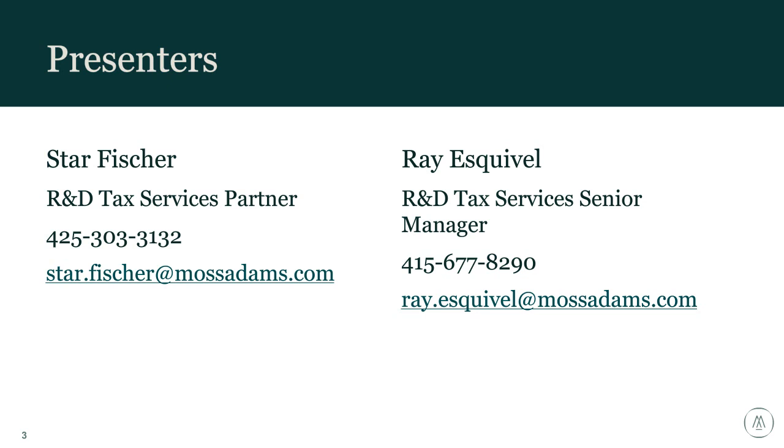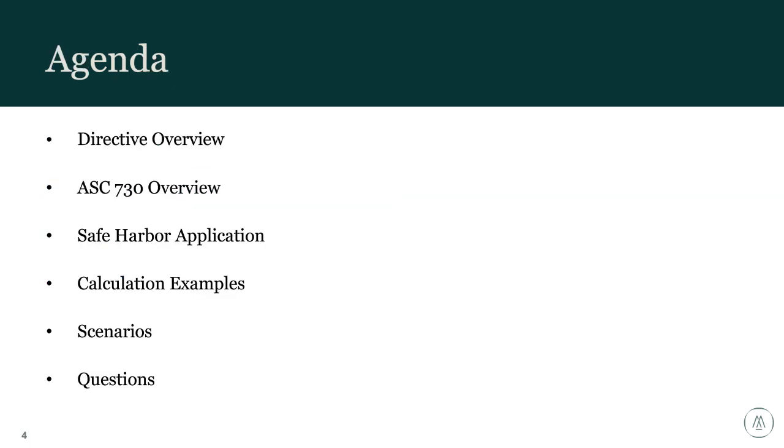Great. Thanks, Emily. Thank you all for joining us today. Our primary objective of this presentation is to provide you with up-to-date information regarding the IRS administrative policies surrounding the R&D credit. In this presentation, we will cover an IRS directive that was issued in September of 2017 that allows certain taxpayers a safe harbor of qualified research expenses. These expenses must fall under ASC 730 on GAAP audited financial statements.